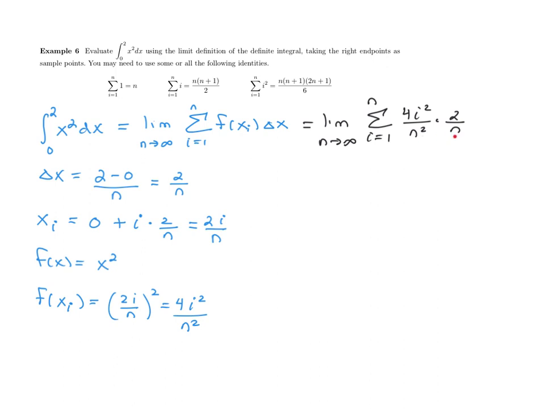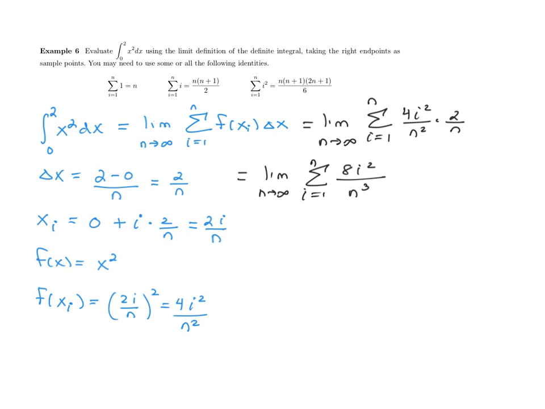I see I can multiply the n's together to get n cubed, and 2 times 4 is 8. So I think I'm going to write this as the limit as n goes to infinity of the sum of I going from 1 to n of 8I squared over n cubed.